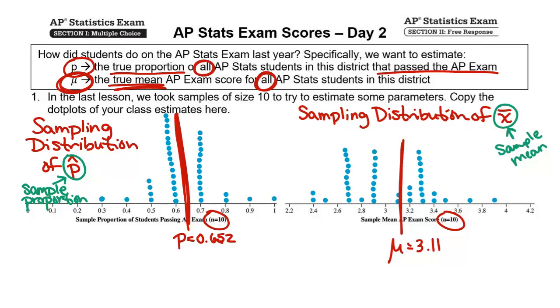What about with our means? Looks like we underestimated a little bit. Did we do a really bad job at it? No, it's still about in the center. What do you think would happen if we added more samples? Probably get closer and closer to the mean.